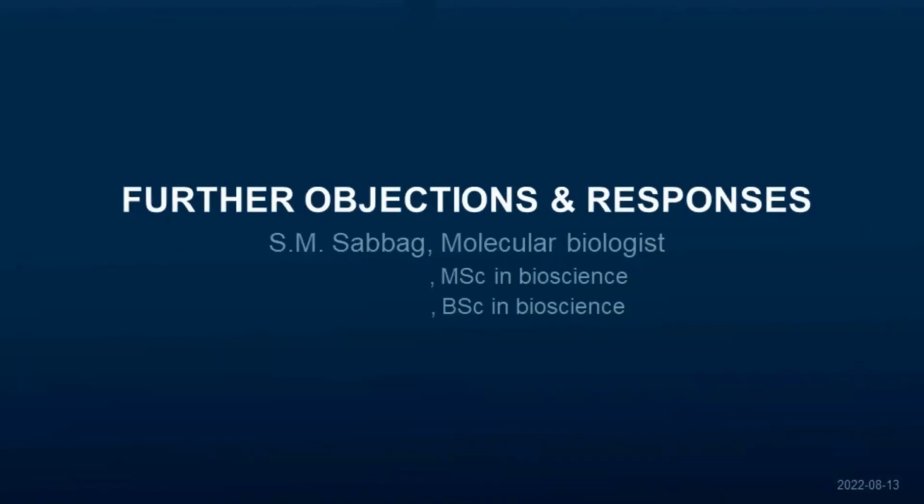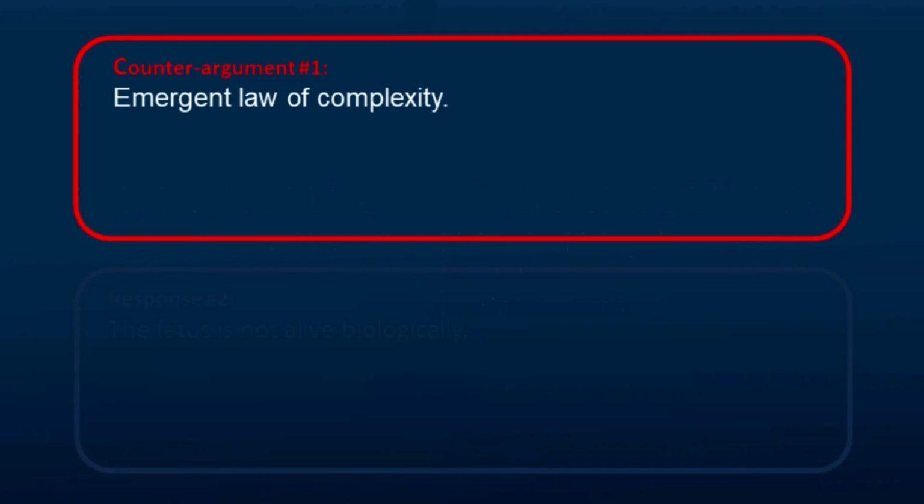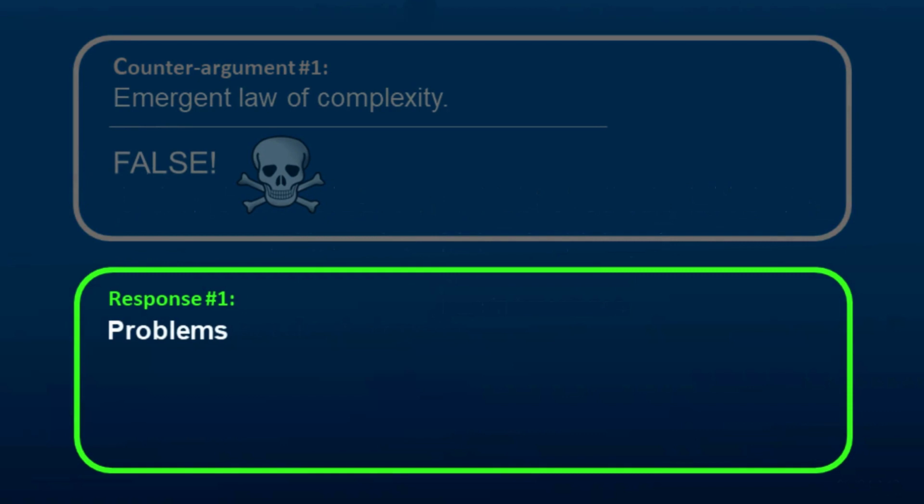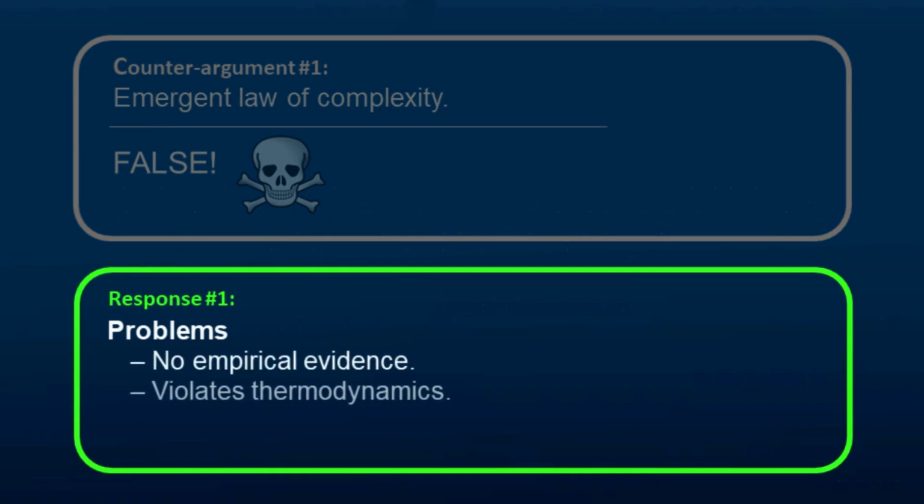Further objections and responses in natural science. One counterargument is that the hypothetical law called the emergent law of complexity can account for the origin of information in DNA. This argument is completely false. This explanation has several problems. Firstly, it has no empirical evidence. Secondly, it violates statistical thermodynamics. Thirdly, it violates information theory.